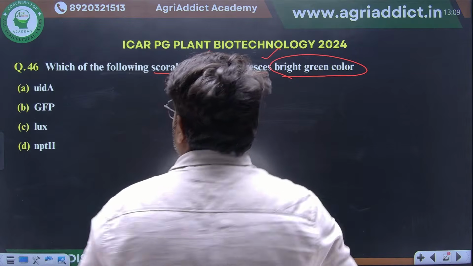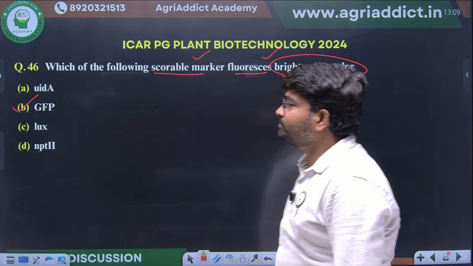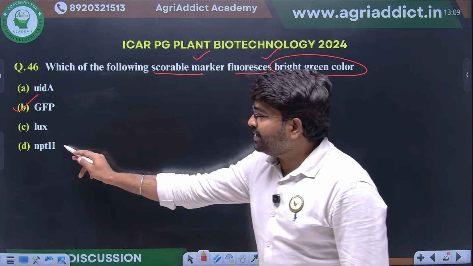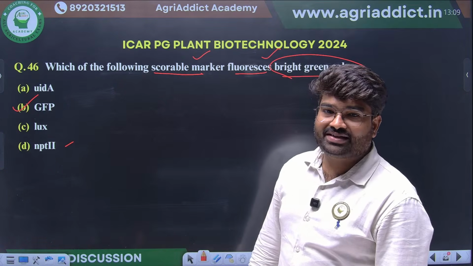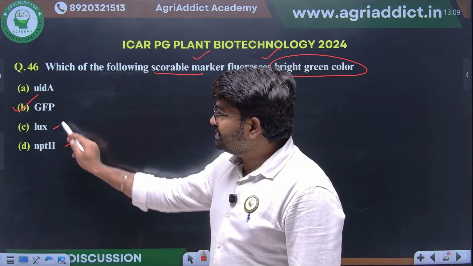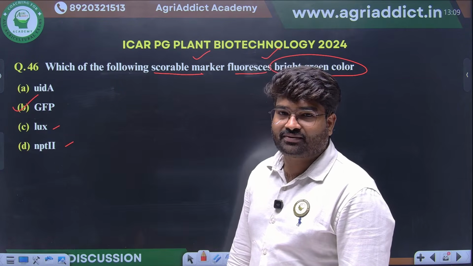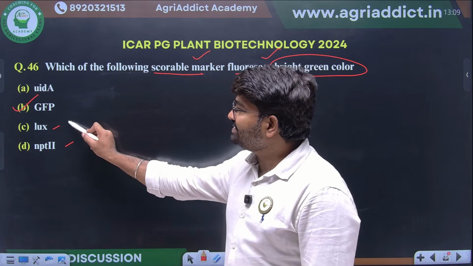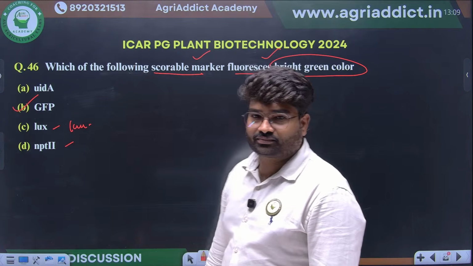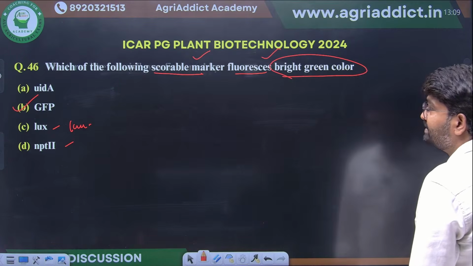Yes, green fluorescent protein. Excellent. Okay. This is antibiotic selection, neomycin phosphotransferase. This will be what? This is luciferase, firefly luciferase. Based on luminance, they can select. Okay. So the right option is green fluorescent protein.